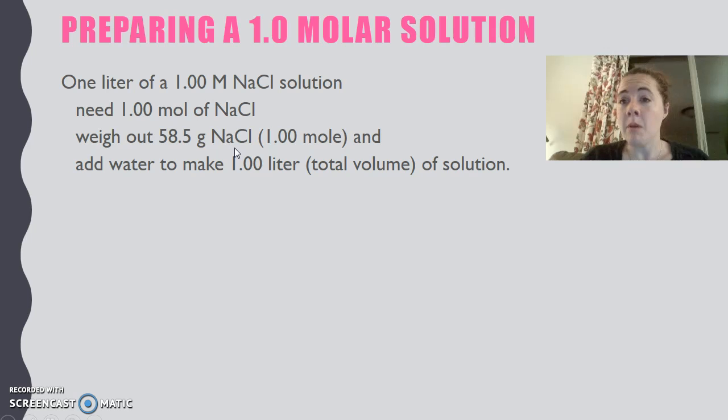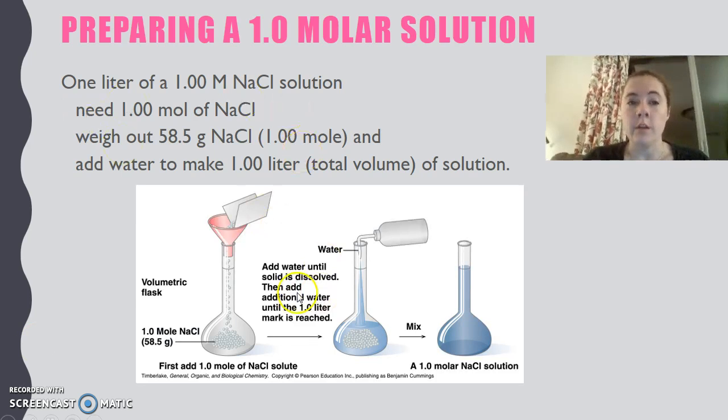I got that number from finding the molar mass. At this point, you need to be able to find the molar mass and convert between moles and grams of any substance. So I do that. I find my 58.5 grams of sodium chloride, and then I add enough water to make 1 liter of solution. So here we go. I would add my 58.5 grams, and then I would fill it up to the 1 liter mark, and then I would mix it. Okay?